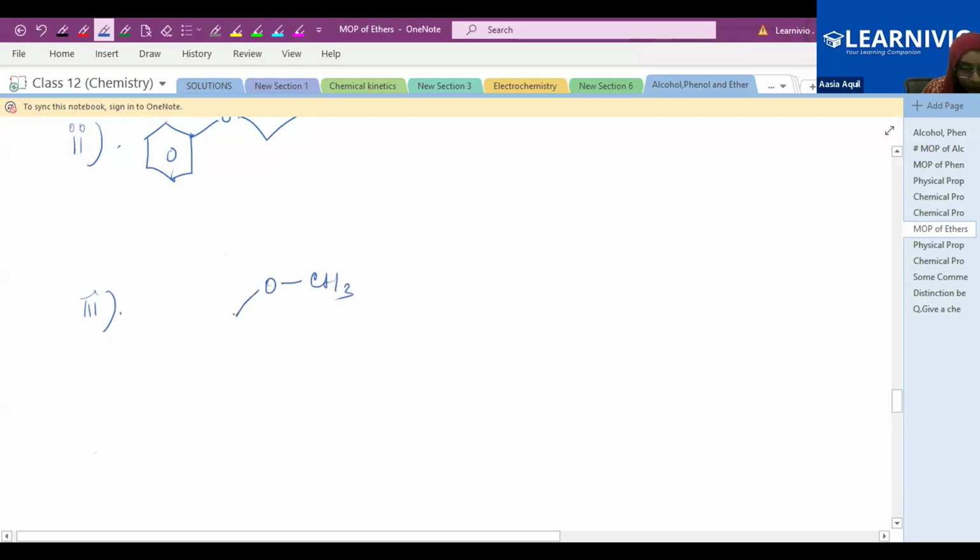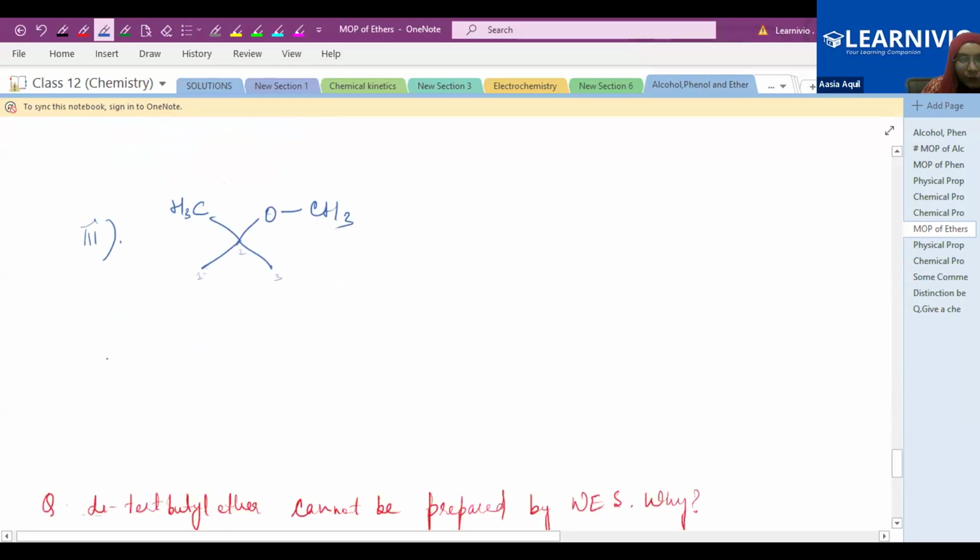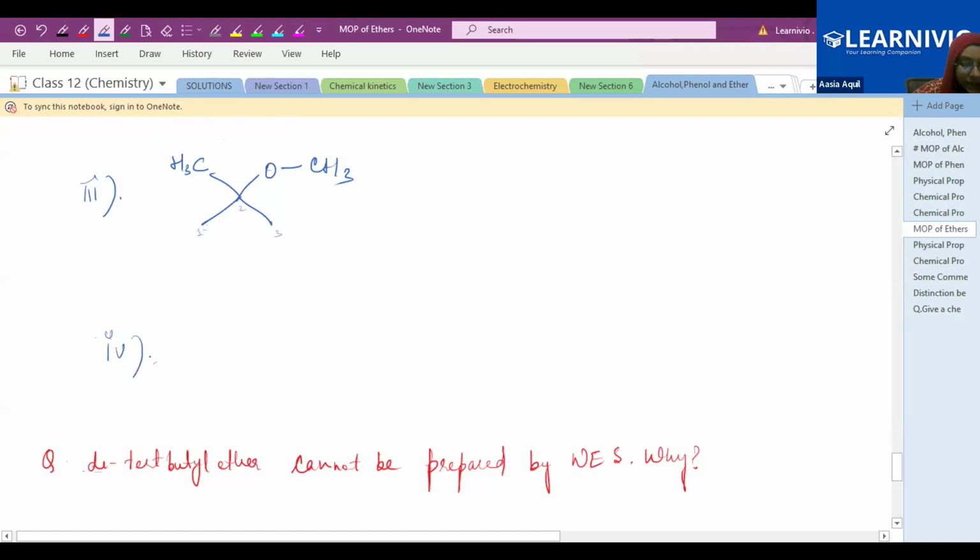Methoxy. Because this is a CH, so 1, 2. So what will be at the 2 position? This is a methoxy, and at 2 there is a methyl, and this is 1, 2, 3. I'm starting the numbering 1, 2, and this is your 3. So at the second position, this whole thing is methoxy, at the second position there is a methyl, and this is the propane. So that's the structure. The fourth one is 1-methoxyethane. I have already shown that.